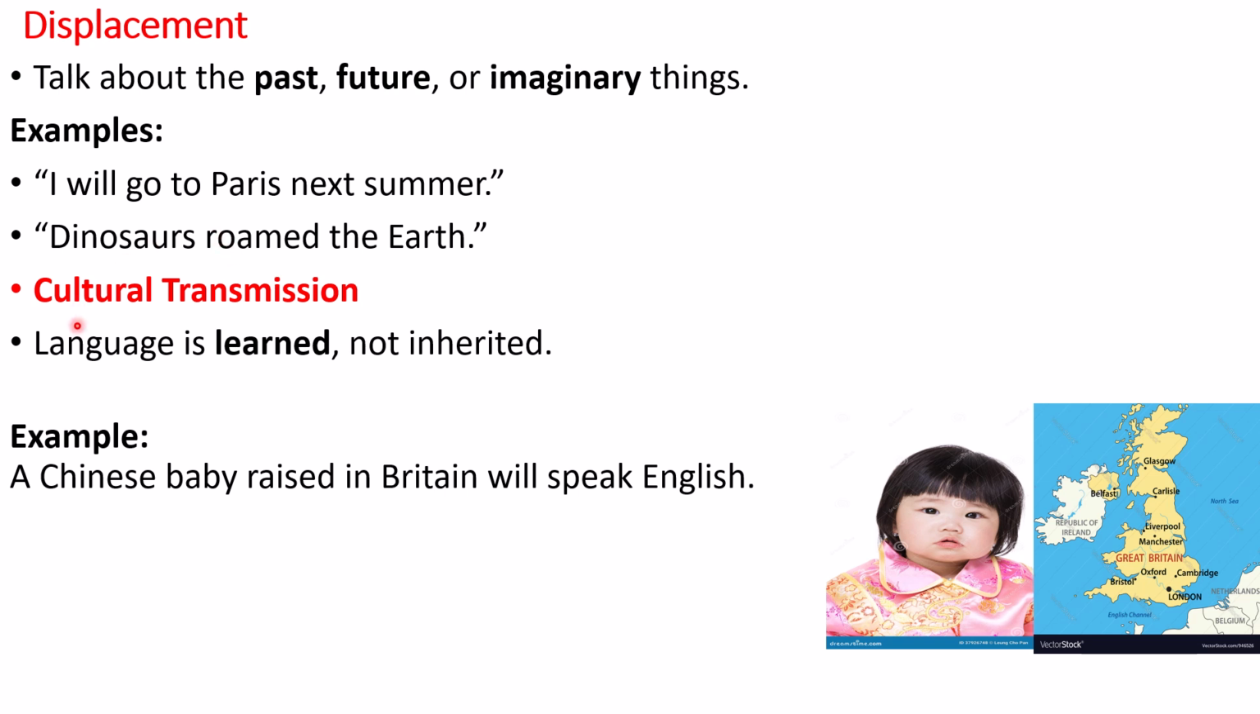So next feature, cultural transmission. So language is learned, not inherited. So culture is here in the cultural transmission. Language and communication are passed from one generation to another through learning, not inheritance. So we learn a language from our parents, from society, from our elders, but we do not inherit language.